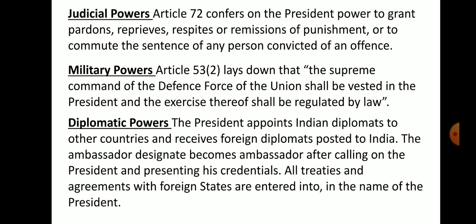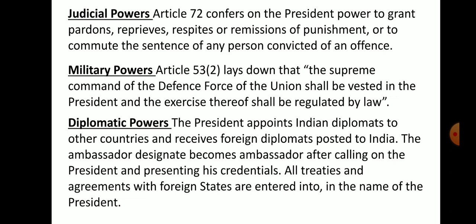Judicial powers. Article 72 confers on the president the power to grant pardon, reprieves, respites, or remission of punishment, that is, to remove the punishment for anyone who appeals to him. Any person, any prisoner can just appeal to him, and he considers it, or commutes the sentence of any person convicted of an offense.